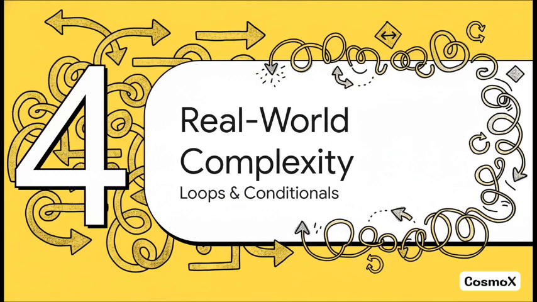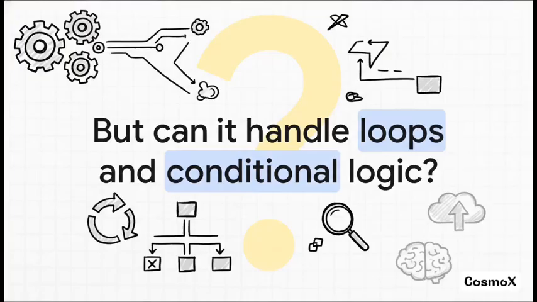Okay, so a simple linear flow is one thing. That's pretty cool. But let's be real. Real-world data pipelines are messy. They've got loops, they've got conditionals, all sorts of complex logic. So the big question is, can a visual tool really handle that kind of complexity? That's the million-dollar question, right? Can it handle the tricky stuff? Let's put it to the test.